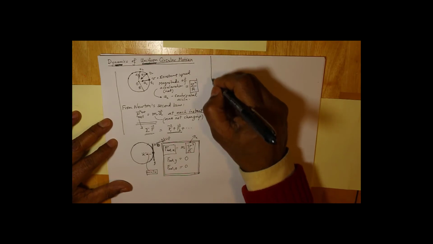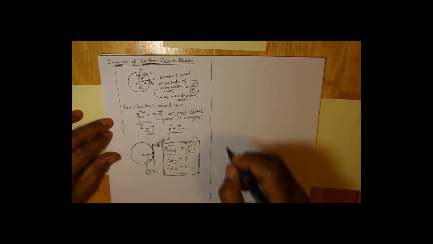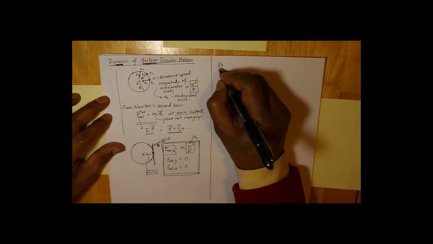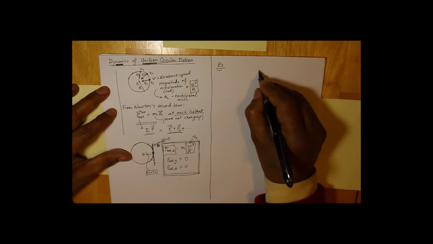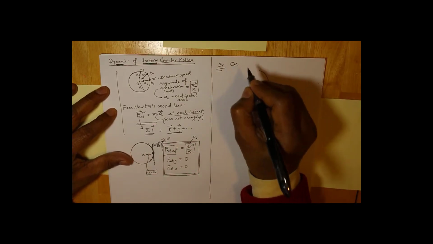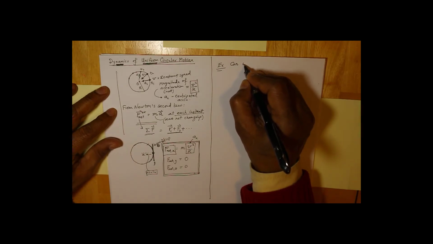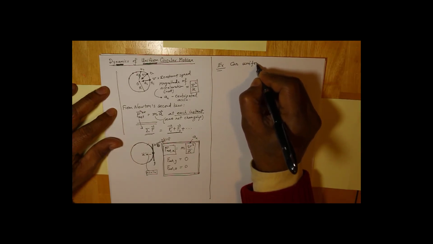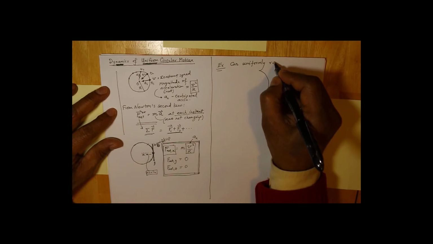So let's look at an example. Say a car is uniformly rounding a bend.